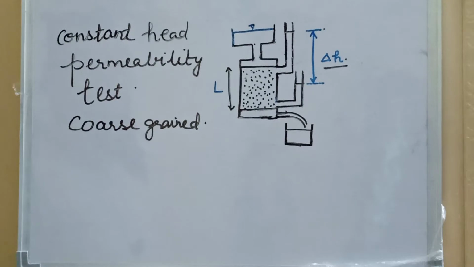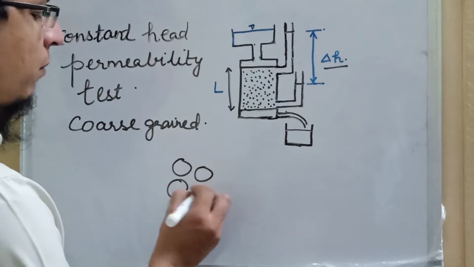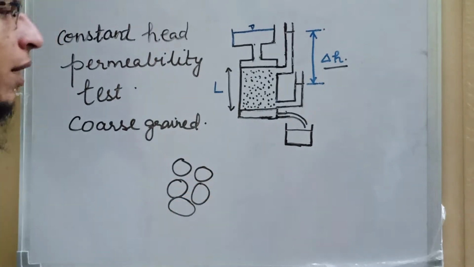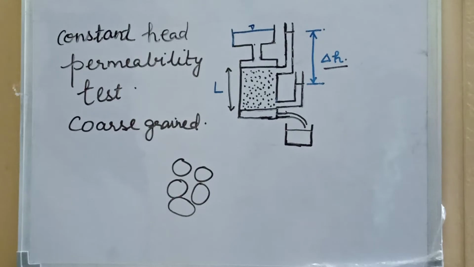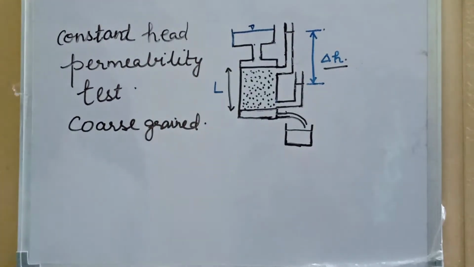In this video we will be discussing the constant head permeability test, which is suitable for coarse grained soil because the pore space between the coarse grained soil is much higher, or the void ratio is much higher, and water can easily seep through it. Permeability is defined as the ease with which water can flow through the soil. So coarse grained soil has higher permeability, and in case of coarse grained soil we perform the constant head permeability test. For soils such as sand and gravel we generally perform this test.